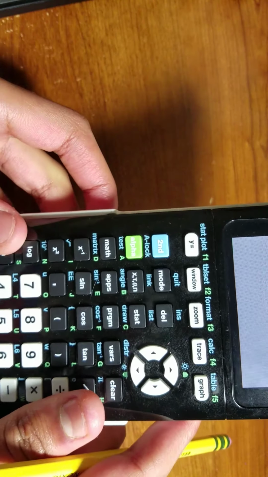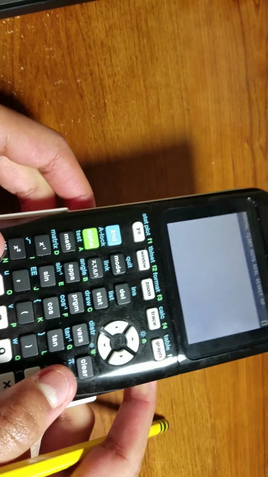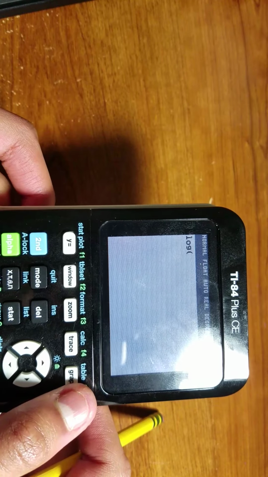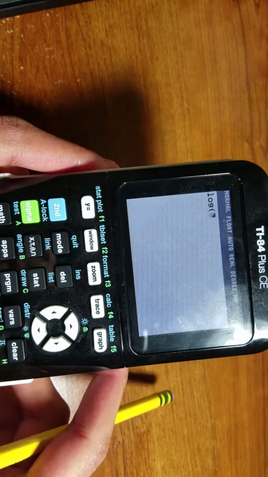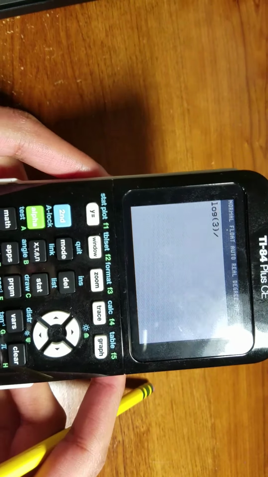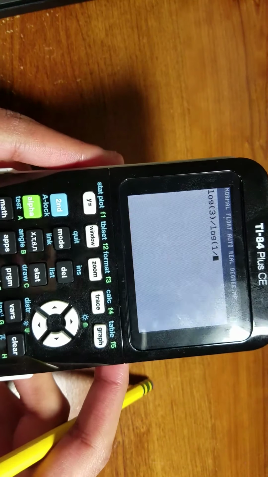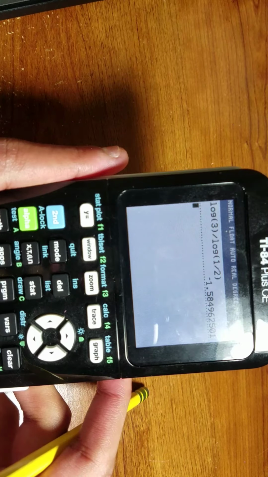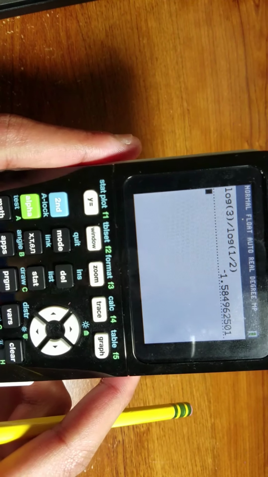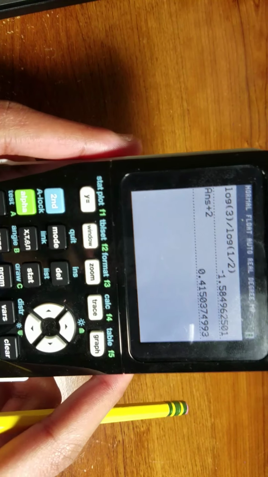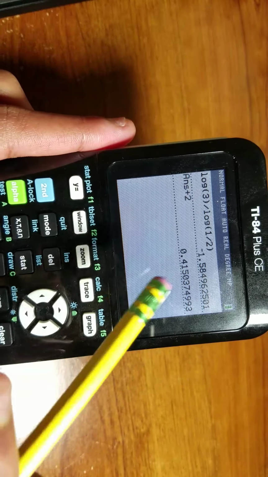So I'm just going to do for this question exactly what I was going to put. I'm putting in log 3, parentheses, divided by log 1/2. Put that in. We got our answer, and obviously we have to add in that 2 because that comes next. And you've got this answer right here.